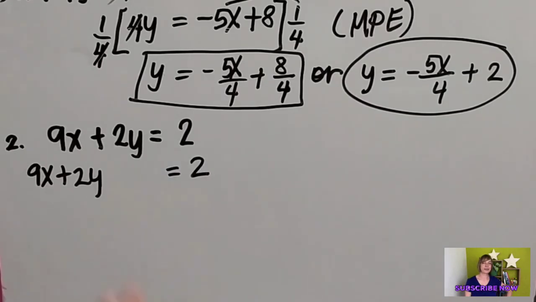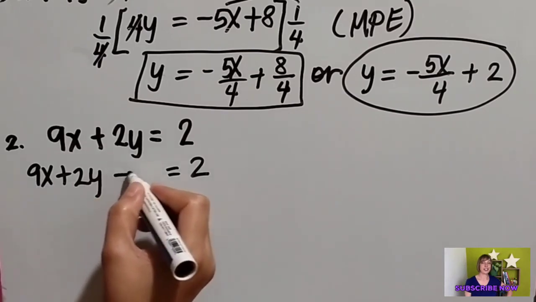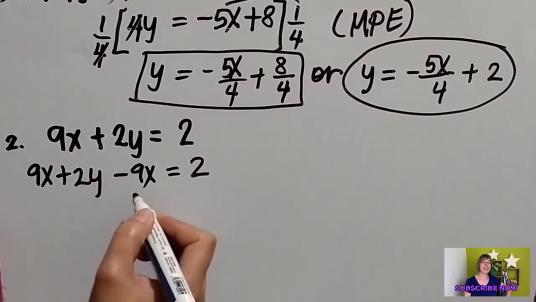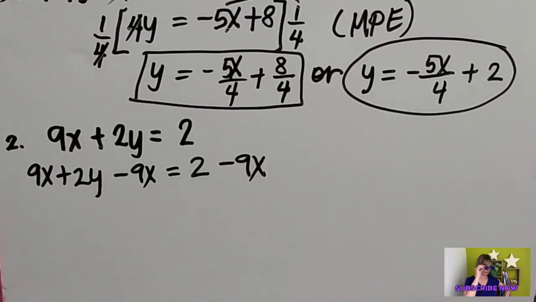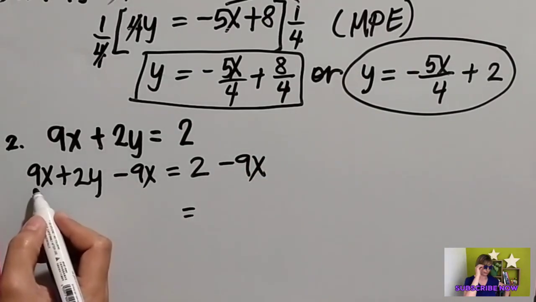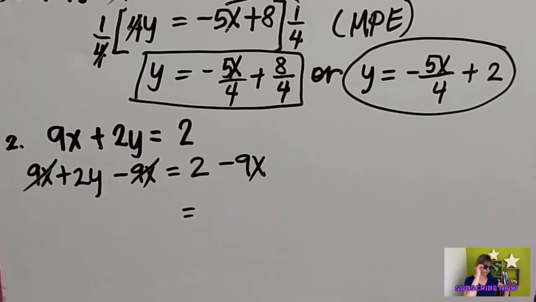Remember, we need to have y only on the left side of the equation. But we have 9x here. So, para mawala ito, we need to add negative 9x. The same thing, we will do that on the right side. And from here, if we will combine 9x and negative 9x, it will give us 0.